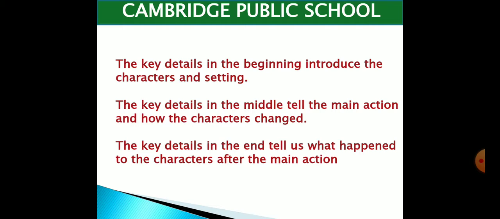The details in the middle tell us the main action and how the characters change. The main action happens in the middle part, so key details are important in the middle part also. The key detail in the end tells us what happened to the character after the main action. Means at last what happened. The action happened and what happened after the action, at last, that we get by the key details only. So in all 3 of them, beginning, middle and end, key details are needed.